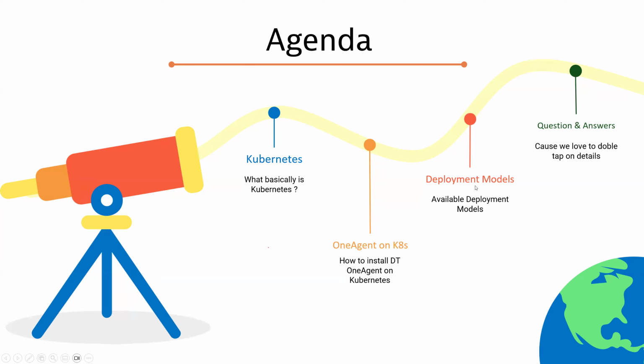Third, what are the available deployment models, right? And with that, we will also try to see one of the models and how we really go on and install Dynatrace within our own environments, right? And in the end, we are just going to have a quick Q&A for any set of questions that you have, right?